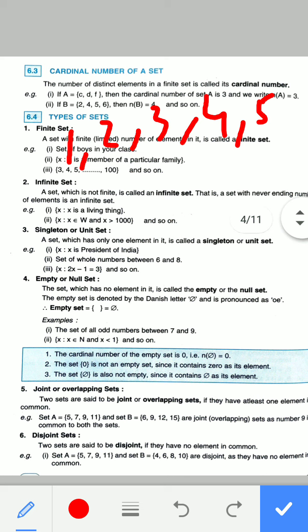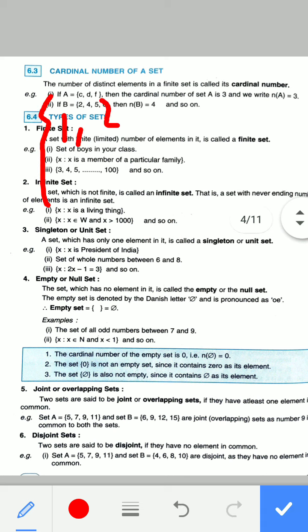Now what should be an example of an infinite set? Like the set of natural numbers, 1 2 3 4 and so on. It will keep continuing, it will not end. So 1 2 3 4 and so on is an infinite set because the number of elements is infinite.